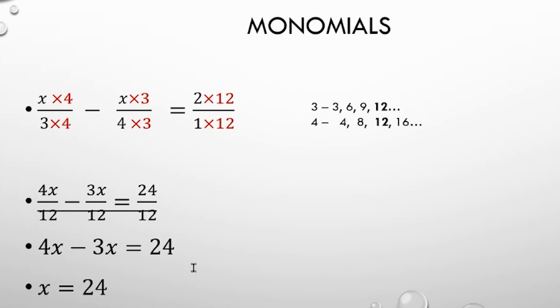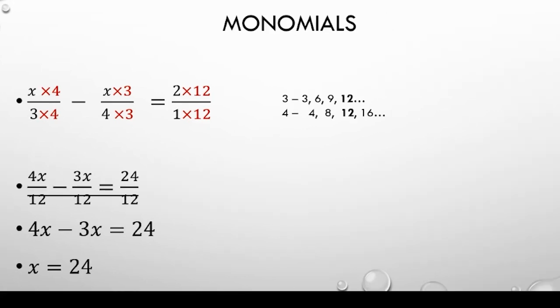4x minus 3x equals 24. If all the denominators are equal, if there's an equal sign, we can just focus on the numerators. Now 4x minus 3x is x, and now we have our answer. There's another way that you can do this.